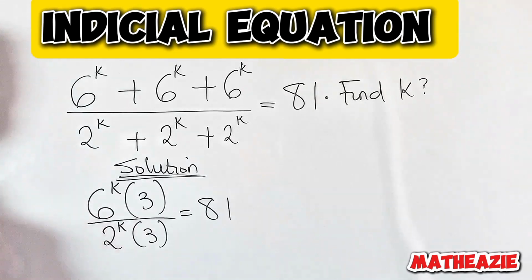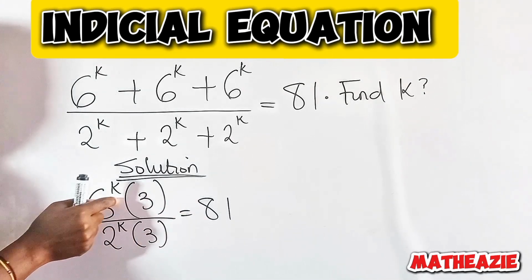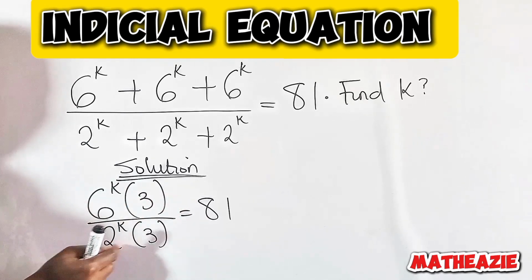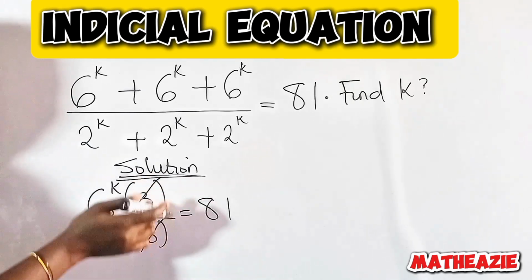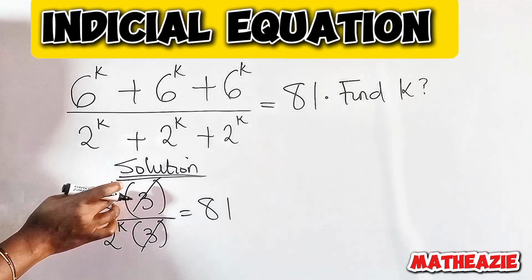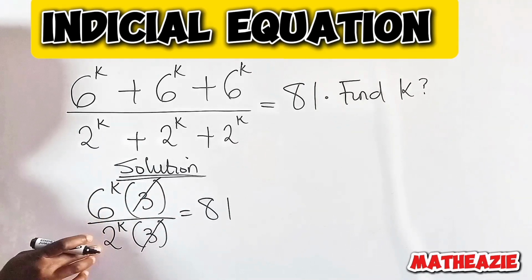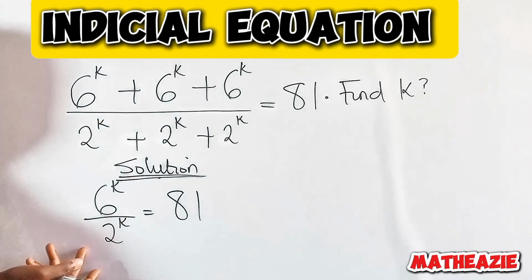Now if you notice, we have 3 that is common to both sides, since 6 raised to the power of k is multiplying 3, and 2 raised to the power of k is multiplying 3. We can eliminate this by cancelling out what is common at both the numerator and the denominator. We are now left with 6 raised to the power of k all over 2 raised to the power of k equals 81.